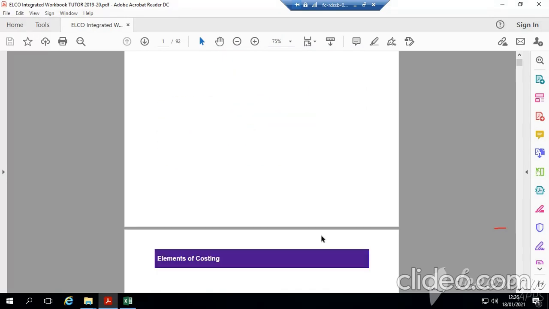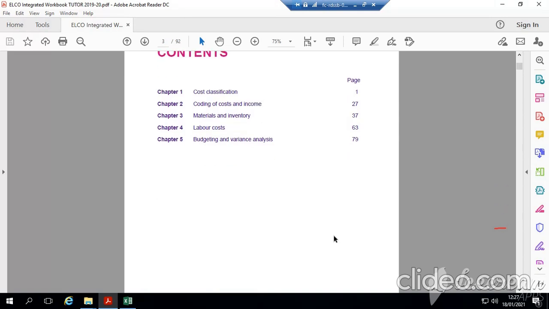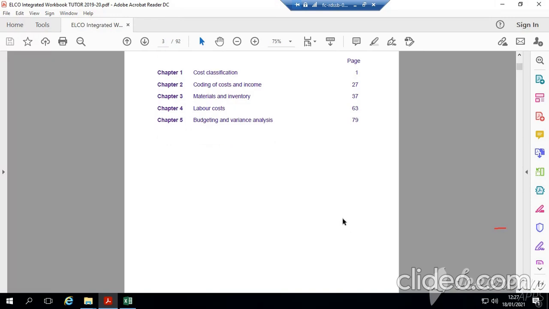Okay, so element of costing is combined of 5 chapters. Each chapter is about 20 pages, so it is not that difficult, and it is a very interesting unit, and it is really important to have a good understanding of costing, because for job interview purposes, usually you will be asked so many questions around costing. Okay, so the first chapter of element of costing is going to be cost classifications.